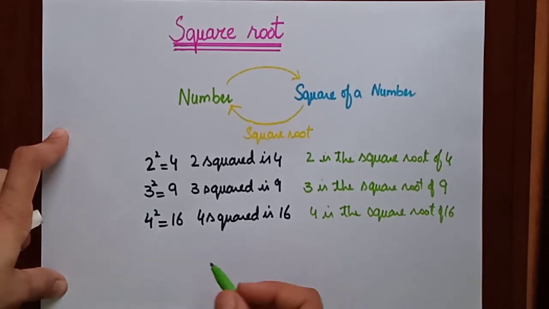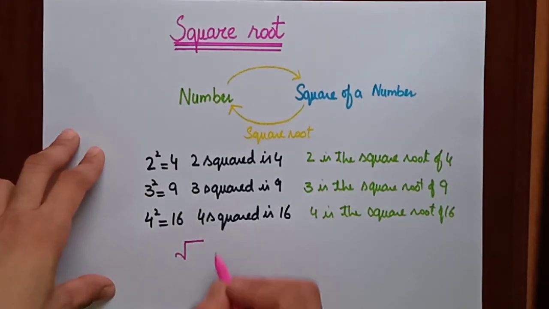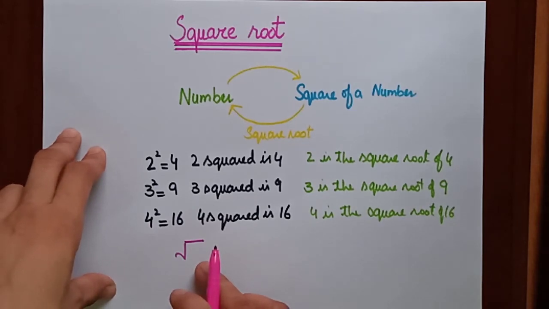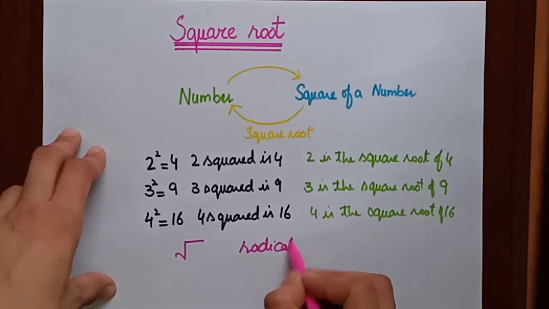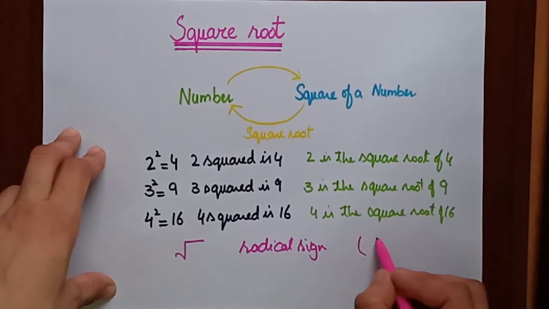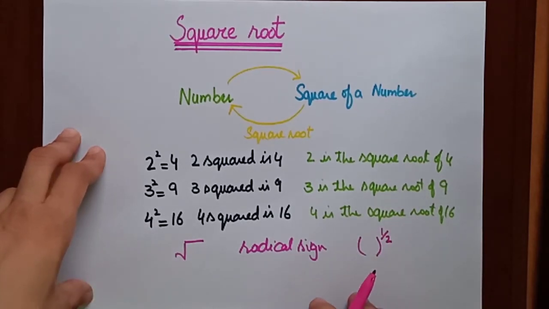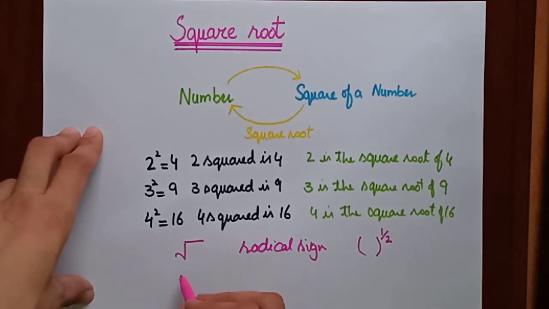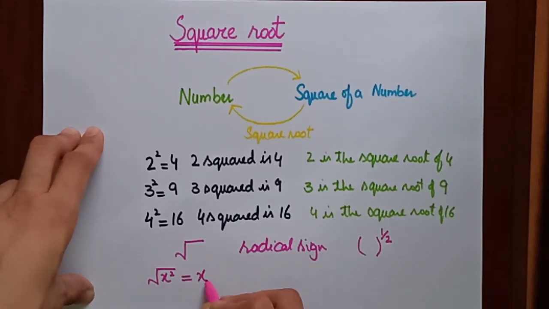square number. For this we use this symbol, and this symbol is called the radical sign. This radical sign means power 1 by 2. Okay? Square root of x square is equal to x.